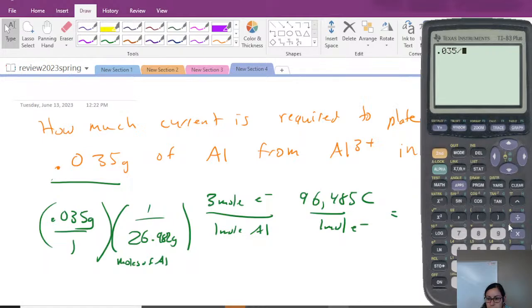So 0.035 divided by our mass, and times it by 3. Again, since it's aluminum 3 plus going to aluminum 0, plating out, so we need 3 electrons. And then our Coulomb conversion. So do we get like 375 coulombs roughly? Can round to 0.5. Double check my math, of course.